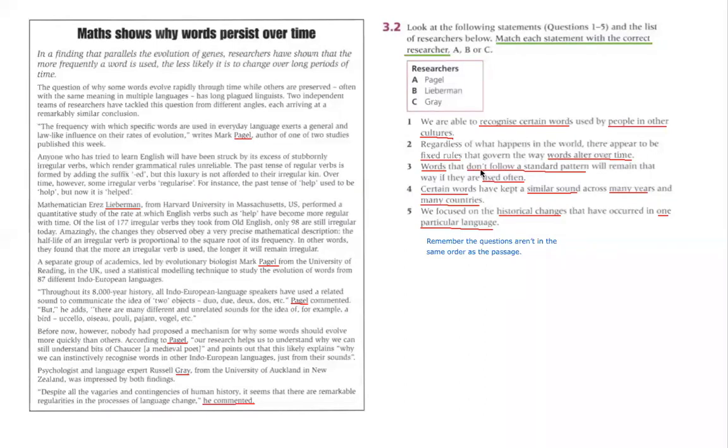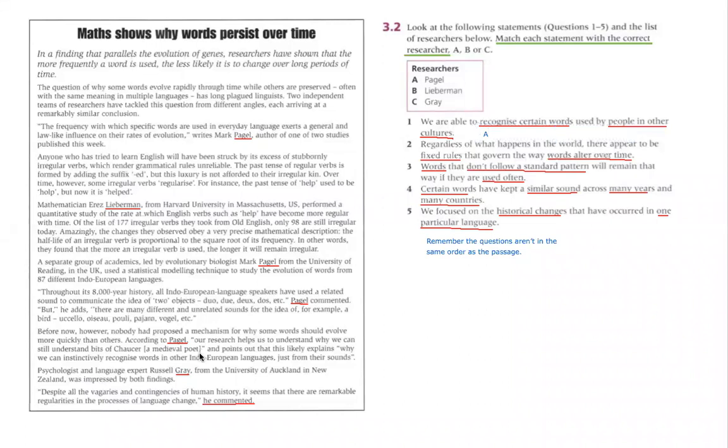Let's have a look at the answer. So I've underlined some keywords here. So this is what you can use to help you scan to find matching information and then read that in detail to find the answers. All right, so you just need to type A, B, or C in the chat box. So which researcher matches number 1? So we're looking for some information that talks about people in other cultures and recognizing certain words. Okay, great. A is correct, so that's Pagel.